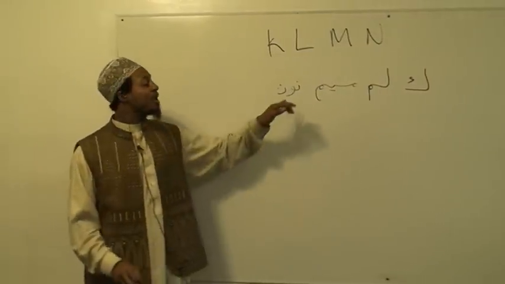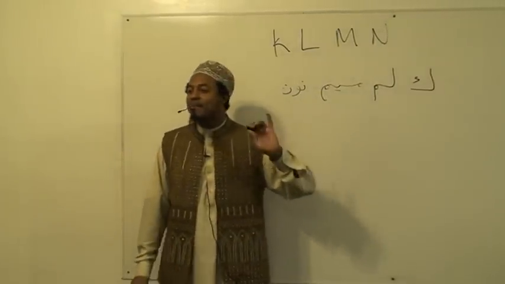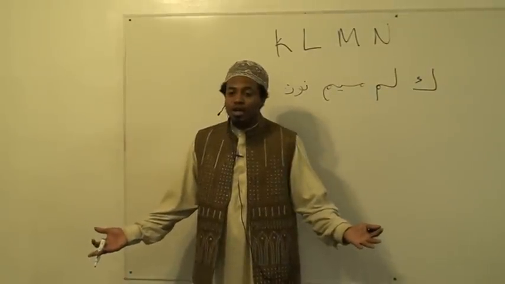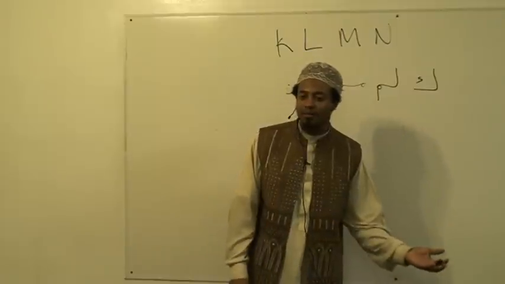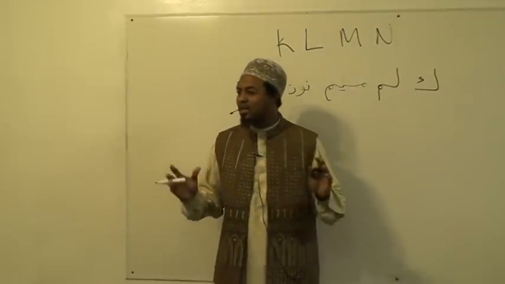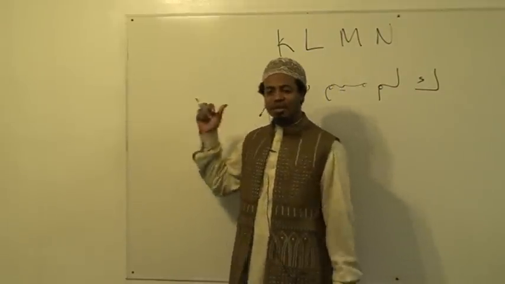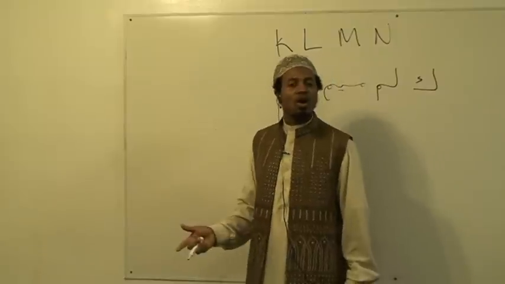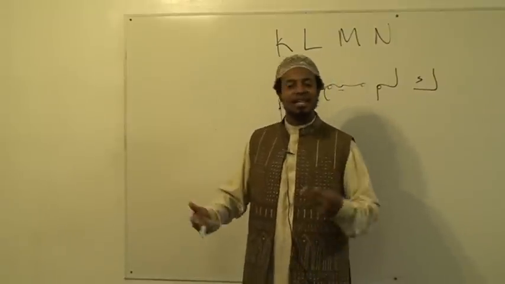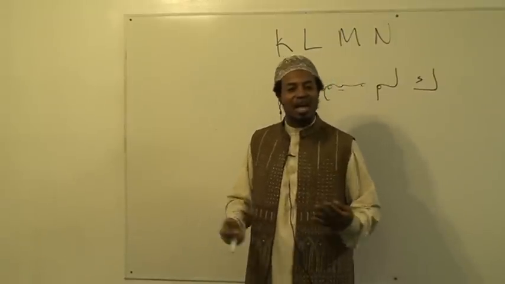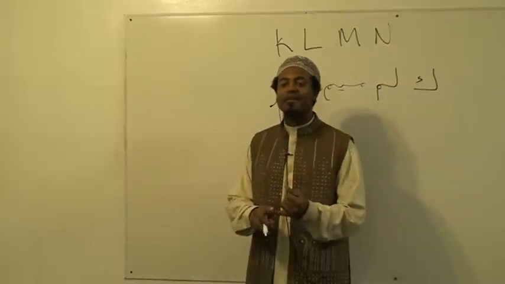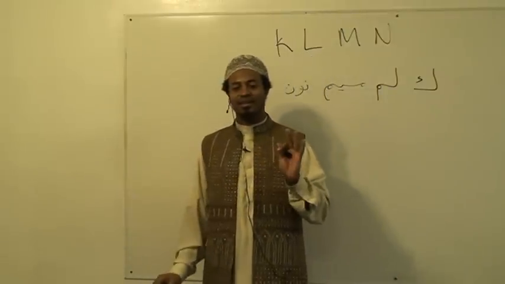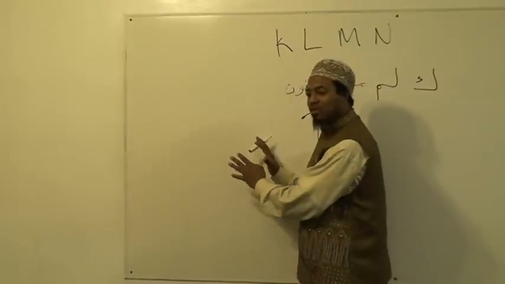So if you can get to kaf, lam, mim, noon, which you already know that construction, you go right to Hawaii. So it's very easy to learn this. The first part is alifun, ba'un, ta'un, tha, jim, ha, kha. Dal, dhal, ra, zay, sin, shin, sad, dad, ta, dha, ain, ghain. Now it stops. Fa, qaf, kaf. Lam, mim, noon, ha, wa, ya. Real easy.